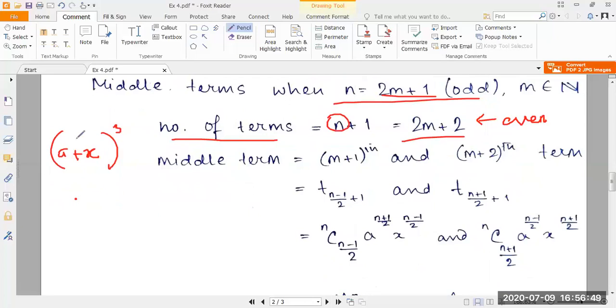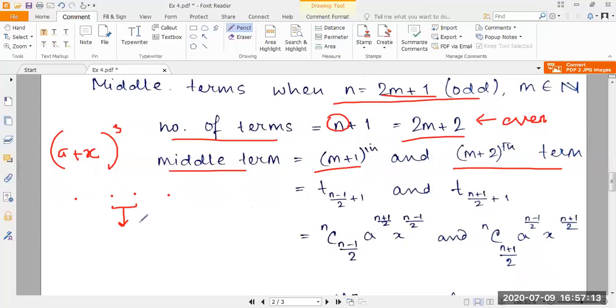Again, as you know from this exercise, (a plus x) whole cube is a cube plus 3a square x plus 3a x square plus x cube. So we have 4 terms. Naturally, there are 2 terms in the middle of the binomial expansion. So as you can see, I have written there are 2 terms in the middle of the binomial expansion. So we have 2 middle terms when n is odd.